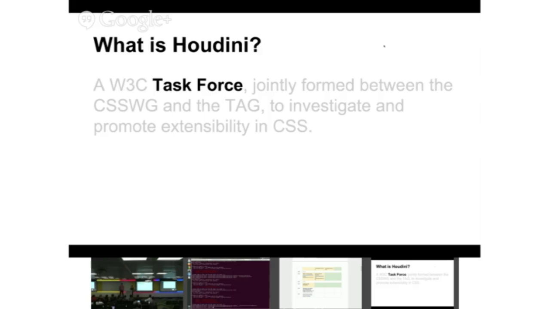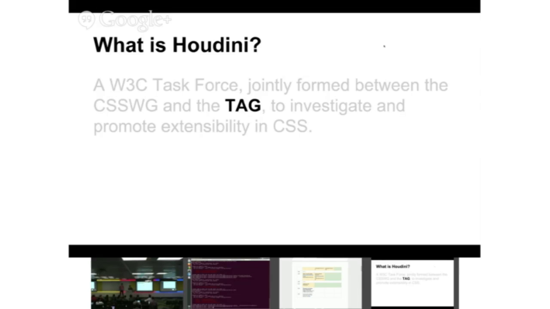So in this particular case, the Houdini task force consists of the CSS working group, the people who define the CSS spec, and the TAG, or the Technical Architecture Group. The technical advisory group is kind of this special umbrella group that is supposed to look after making sure that all of the specs are written in a similar way and expose similar ideas in similar ways. They're looking for consistency across the body of specifications.